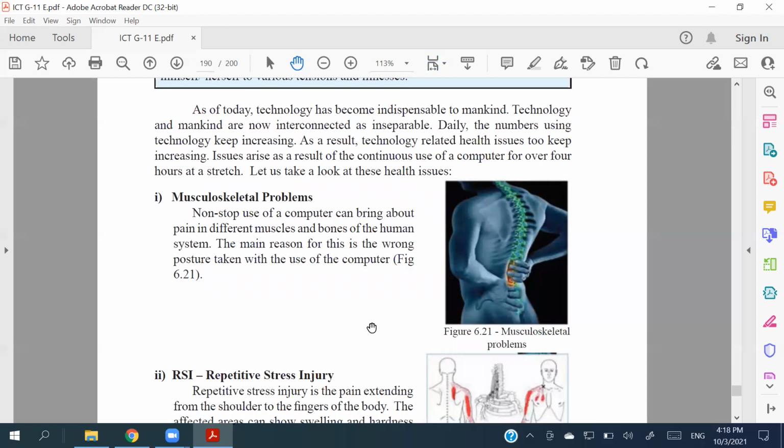So it happens due to the seating arrangement, like improper seating arrangement, or not keeping the backrest properly, or sitting on the edge of the chair. So these kinds of things can happen.